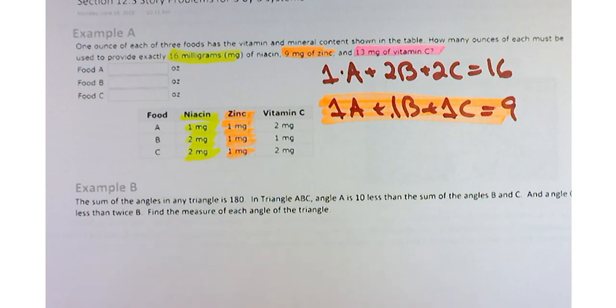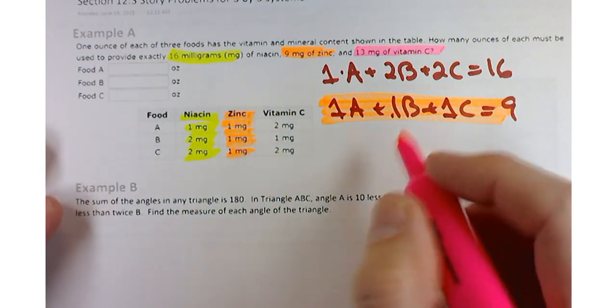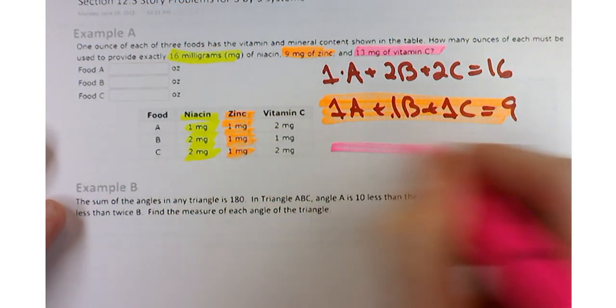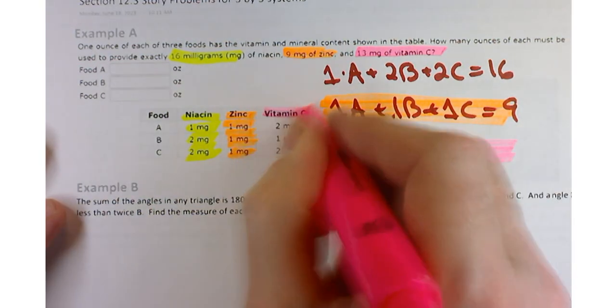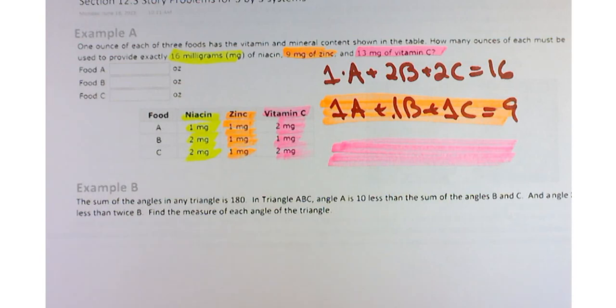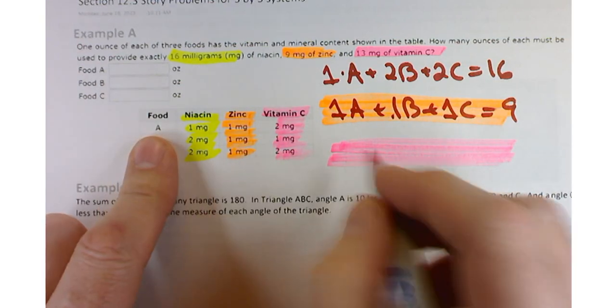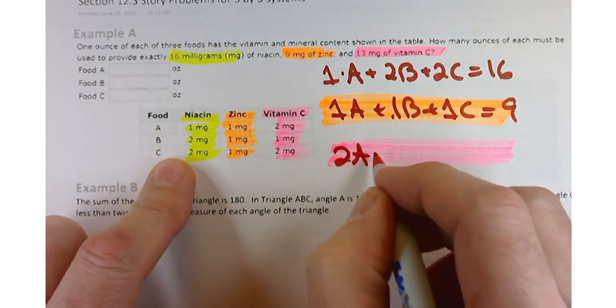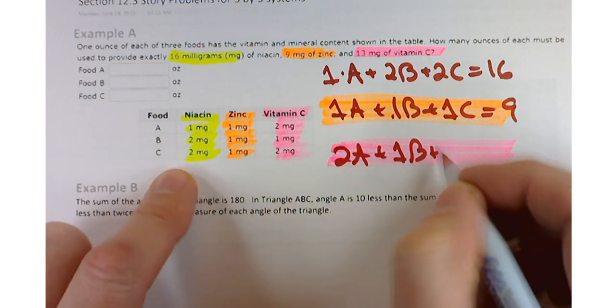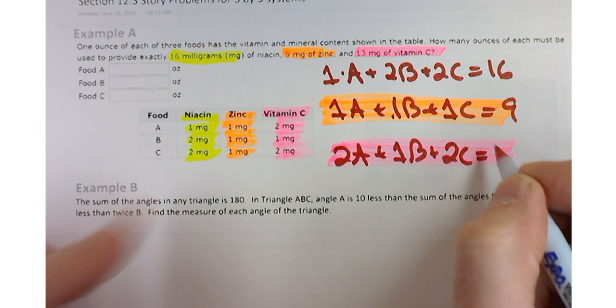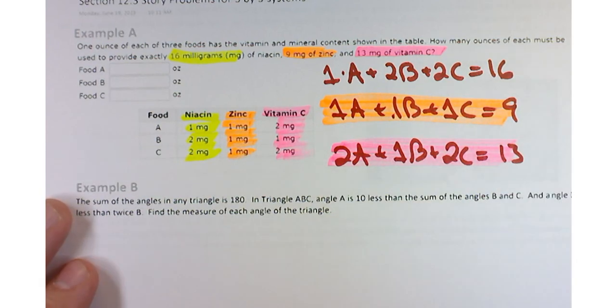Gavin, what are we looking for in terms of milligrams of vitamin C? 2A plus 1B plus 2C is equal to 13. Perfect. So here's your vitamin C: 2A plus 1B plus 2C, and that's equal to 13. Cool, and there's your system of equations.